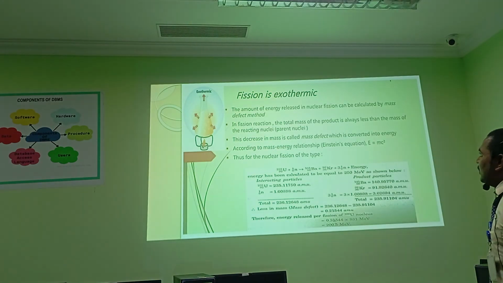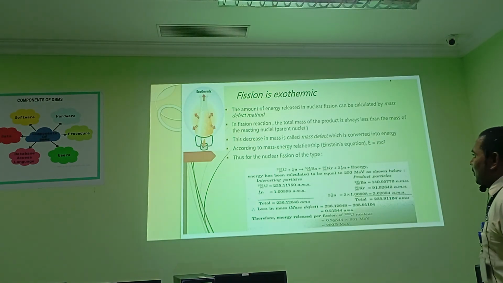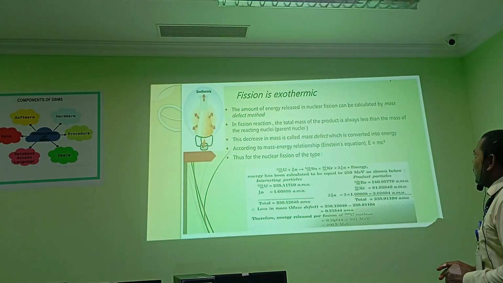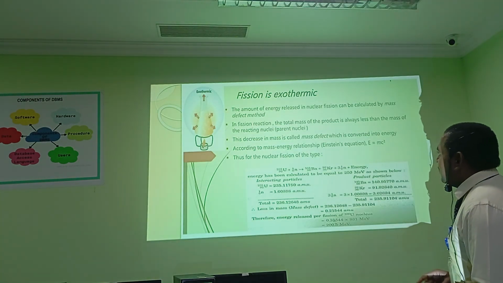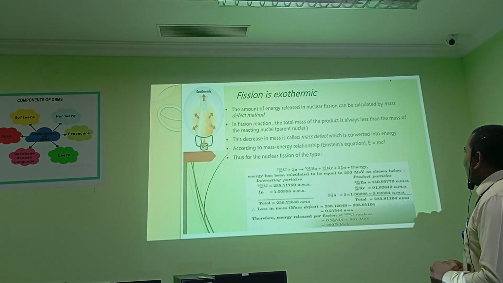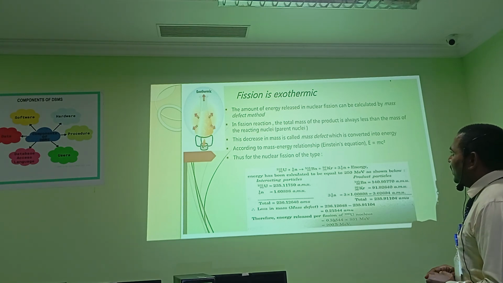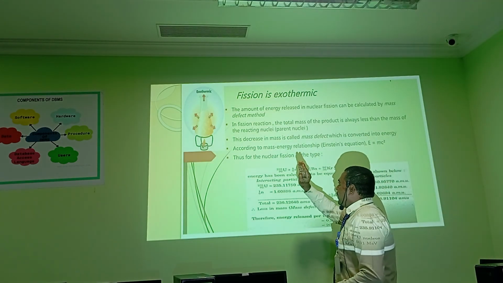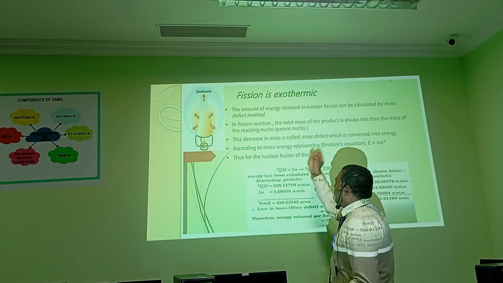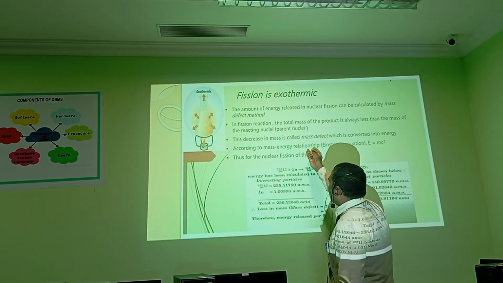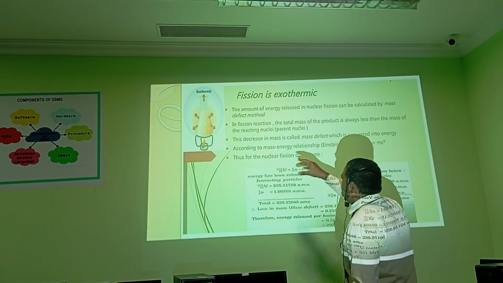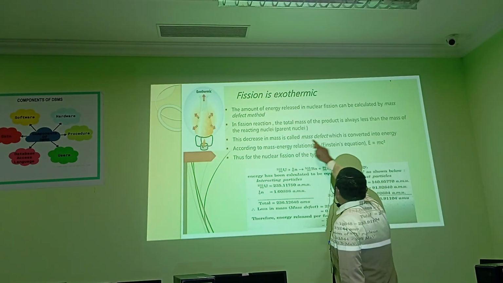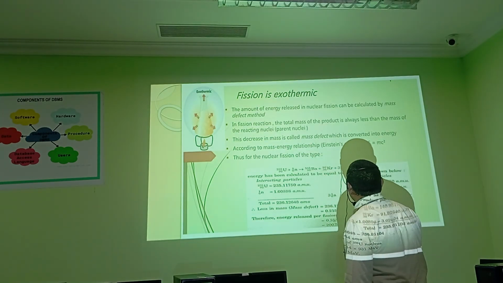Fission is exothermic. The amount of energy released in nuclear fission can be calculated by the mass defect method. In a fission reaction, the total mass of the products is always less than the mass of the reacting nucleus. This decrease in mass is called the mass defect, which is converted to energy.